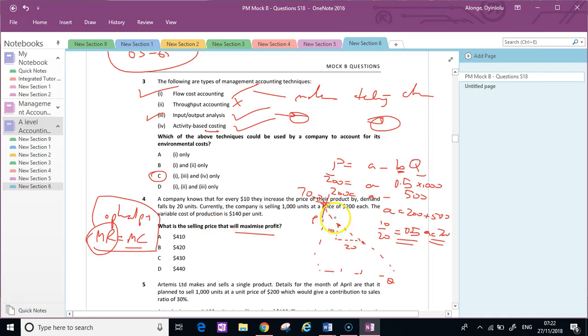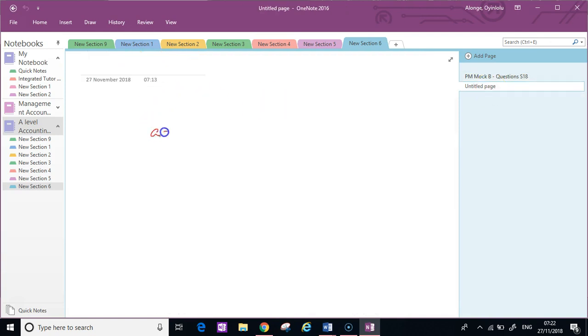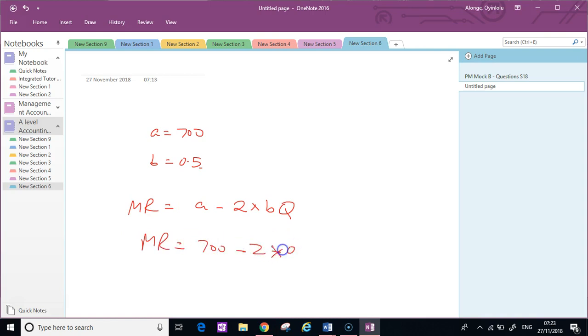So now that I know what that is, I'm just going to go to a new page, because this is getting a bit messy. So I know that A is equal to 700. I know that B is equal to 0.5. And I know that MR is equal to A minus 2BQ. So I know now that MR is equal to 700 minus 2 times 0.5Q. And therefore, I know that MR is equal to 700 minus Q, right? Because 2 times 0.5 is 1.